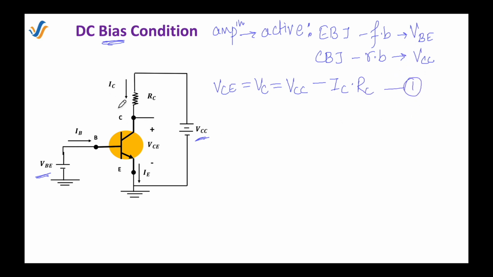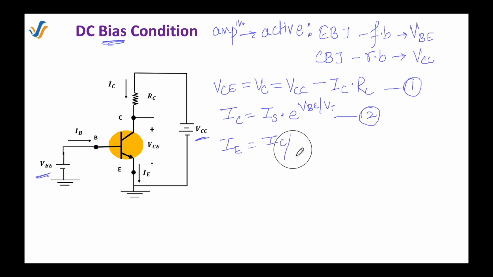And the collector current is equal to the product of the saturation current and the exponential factor VBE upon VT, the thermal voltage equivalent. So this is our equation 2. ये आपका collector current हो गया. Using alpha and beta factors, the emitter current is given by IC upon alpha, and the base current is equal to the collector current upon beta.